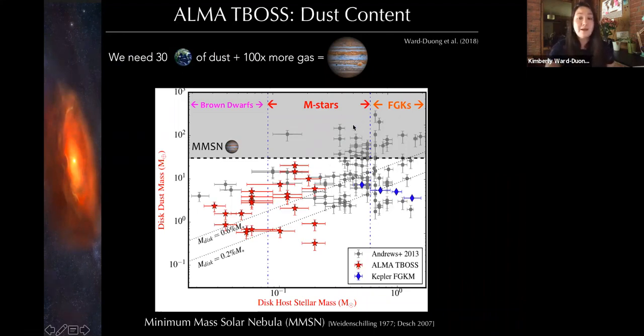Only the most massive M-dwarfs and essentially none of the brown dwarfs have sufficient mass to form Jupiters. And this is maybe telling us a little bit about what kind of planetary systems we should expect to find around the lowest mass stars.